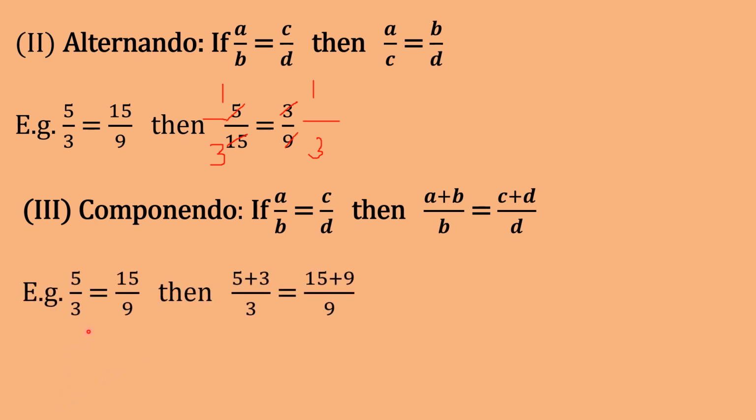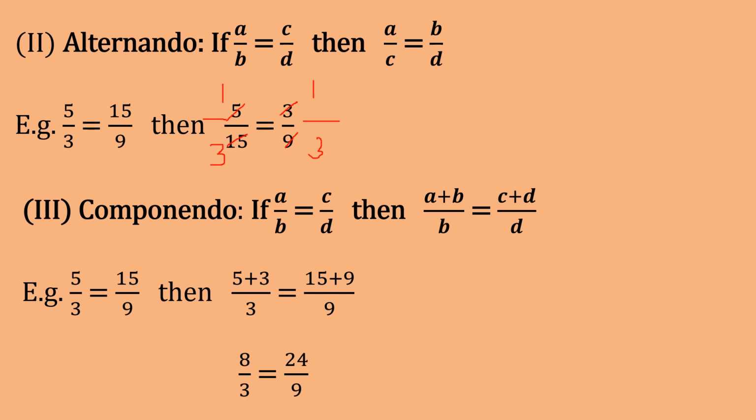That is, if 5 upon 3 equal to 15 upon 9, then componendo means we have to add the denominator to the numerator. So 5 plus 3 upon 3 equal to 15 plus 9 upon 9. So see here, the second ratio is 15 upon 9, so 15 plus 9 upon 9. So we have added, and we get 8 upon 3 equal to 15 plus 9, which you will get, students, 24. So 24 upon 9. So again, let's see whether these are equal or not. Yes, it is equal. See, 8 upon 3, students, cannot be simplified.